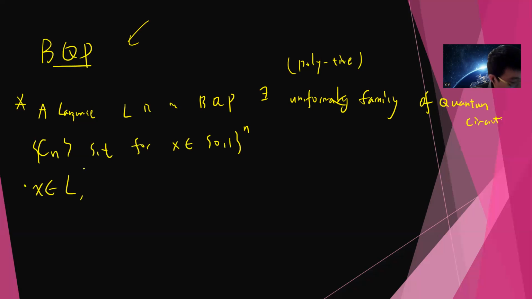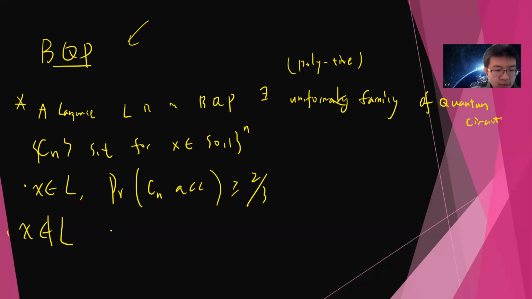So Cn needs to accept, or output 1, with probability at least 2/3. The randomness comes from the quantum computation itself: if you use quantum gates or measurement, there will be internal randomness. If x does not belong to L, then the probability that Cn accepts is less than 1/3.